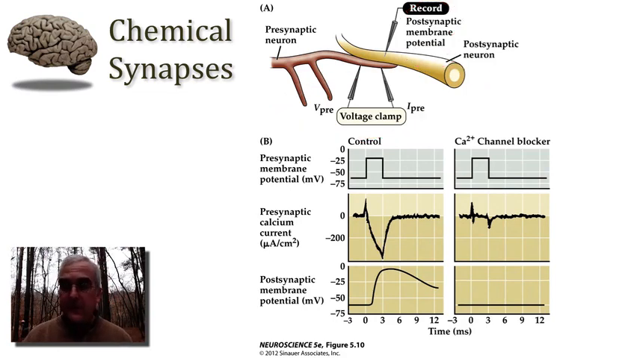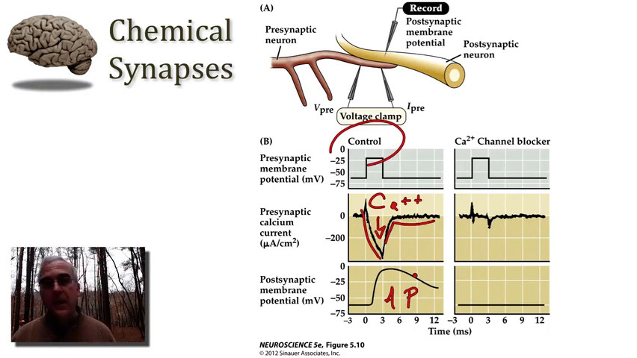So if the presynaptic terminal is depolarized, which is what we see here, there's an inward current, and that inward current is carried by calcium. So basically calcium is rushing into the presynaptic terminal as voltage-gated calcium channels open. That leads to an action potential in the postsynaptic neuron.